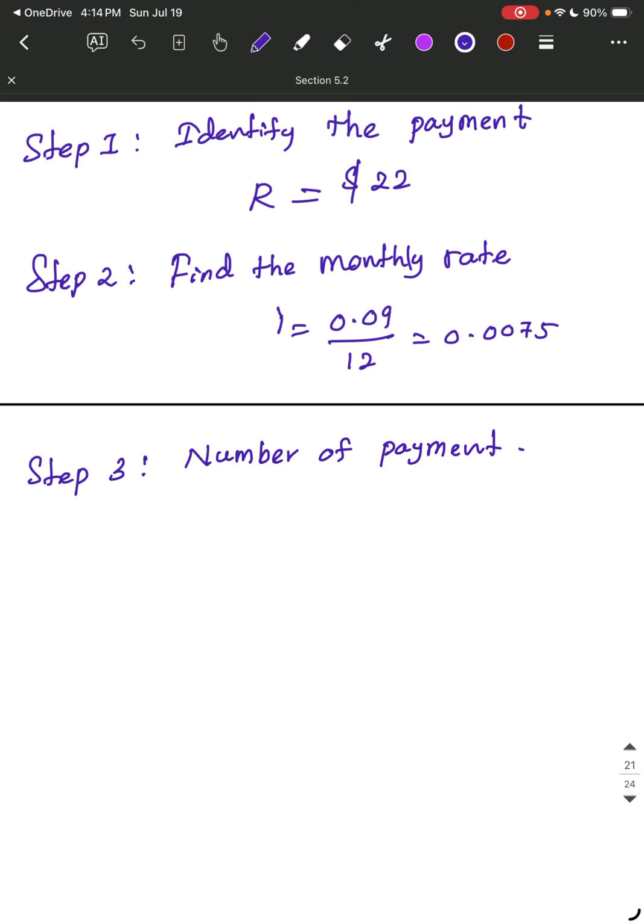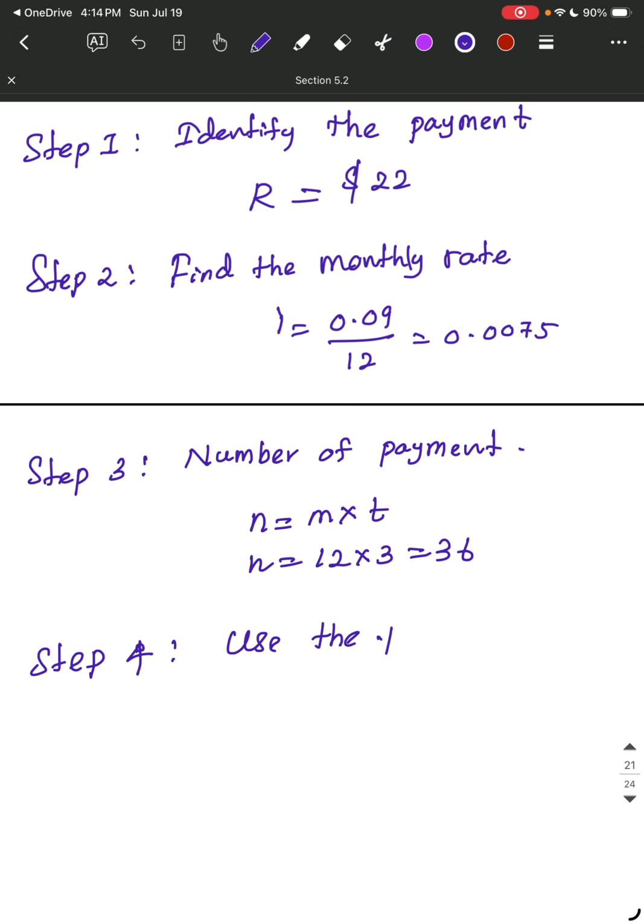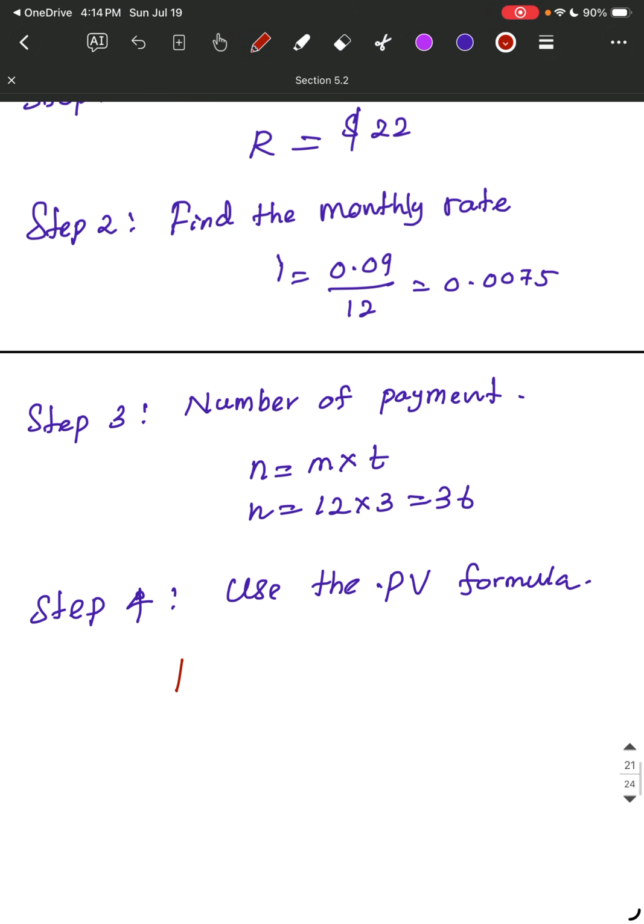Then use the present value formula to find the cash price today. So let's use the present value formula. PV equals R times (1 minus (1 plus i) to the power negative n) over i. Substitute the values.